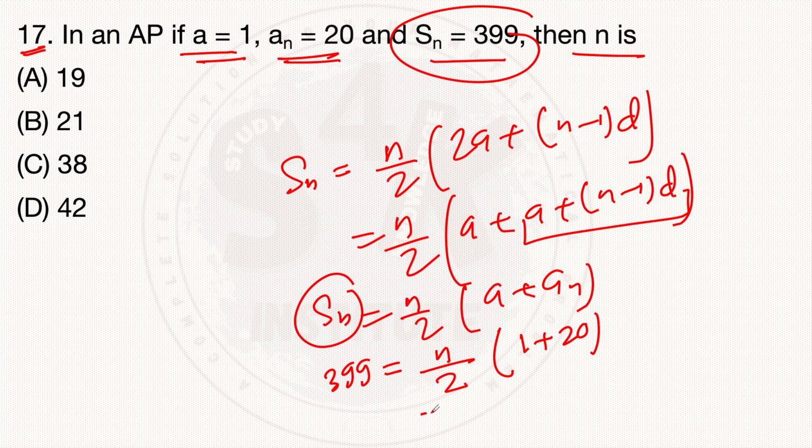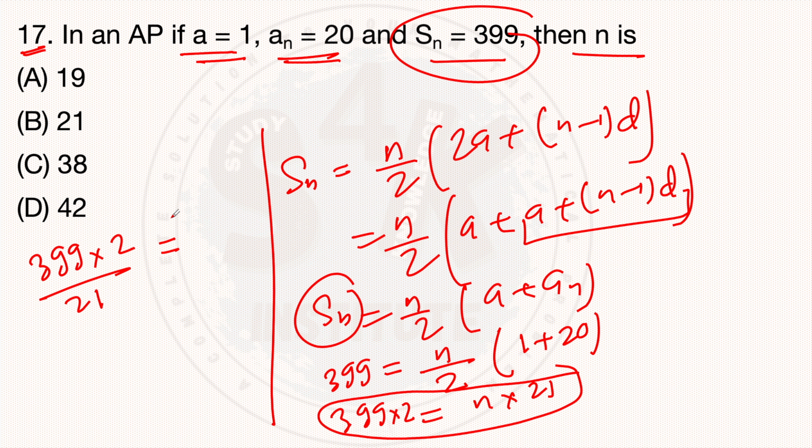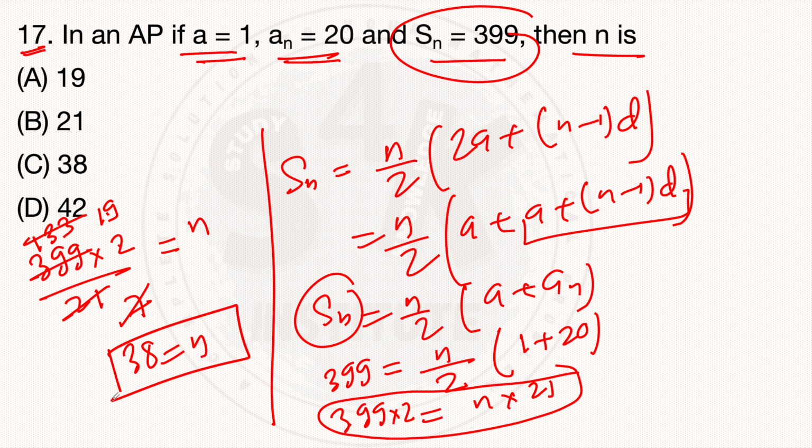Okay, so n into 21 equals 399 into 2. So 399 into 2 divided by 21 is equal to n, right? If you divide by 3, it will give you 7. If you divide by 3, it will give you 133. If you divide by 7, it will give you 19. So 19 times 2 will give you 38, right? So answer is 38.